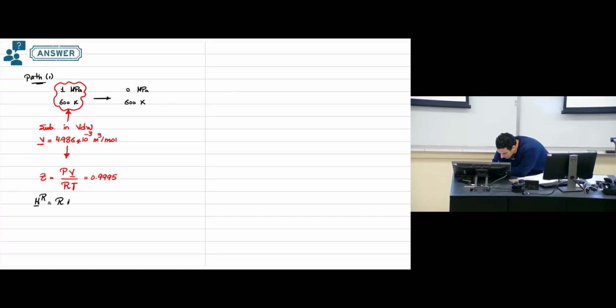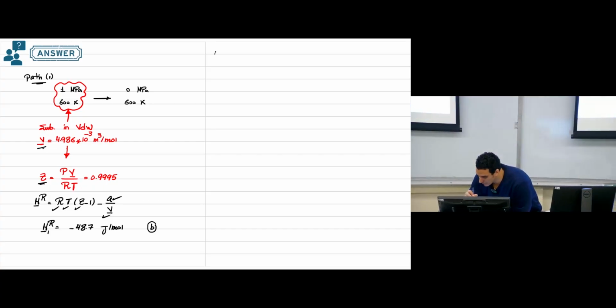And now we have the HR equation, the residual equation, which is RT (Z minus 1 minus A over V) for the first path. We have the value of R, we have the value of temperature, 600 Kelvin, we have the value of Z we just calculated, A is given, and we have the molar volume we just calculated, so we can substitute here and we can see the residual for the first path. This is negative 47.8 joule per mole. And we call this equation B.